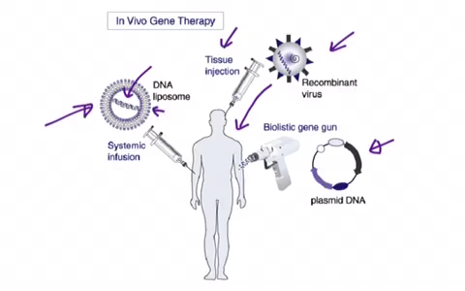In vitro would mean that you're actually dealing with cells outside the body. In vivo means you're dealing with something inside the body. So these are some of the other ways that gene therapy can occur.